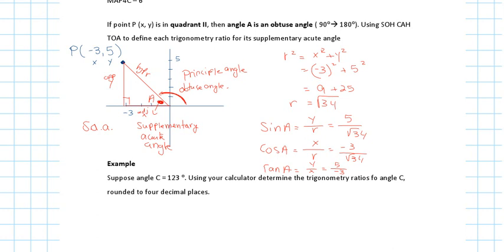Now let's find the angle. So we're going to do the same thing. I'm going to get the sine people to use the sine ratio to find the angle. Cosine people, I want you to use the cosine ratio to find the angle. Tan people, I want you to use the tan ratio to find the angle.